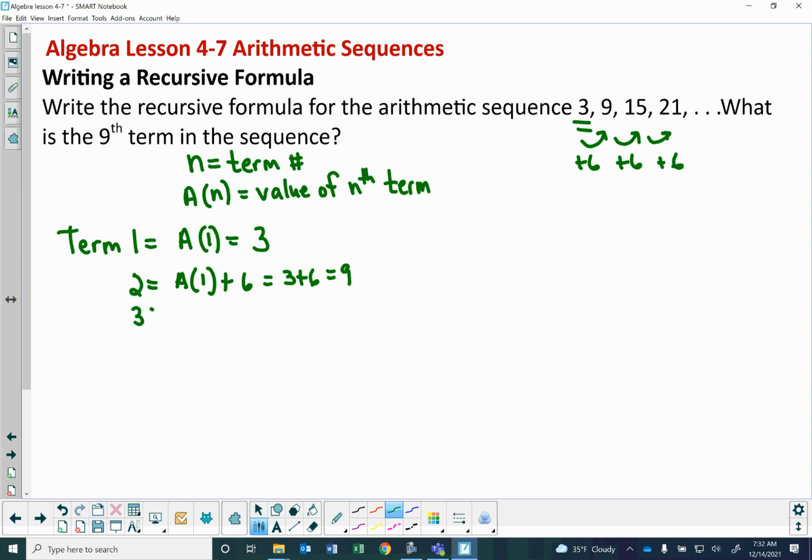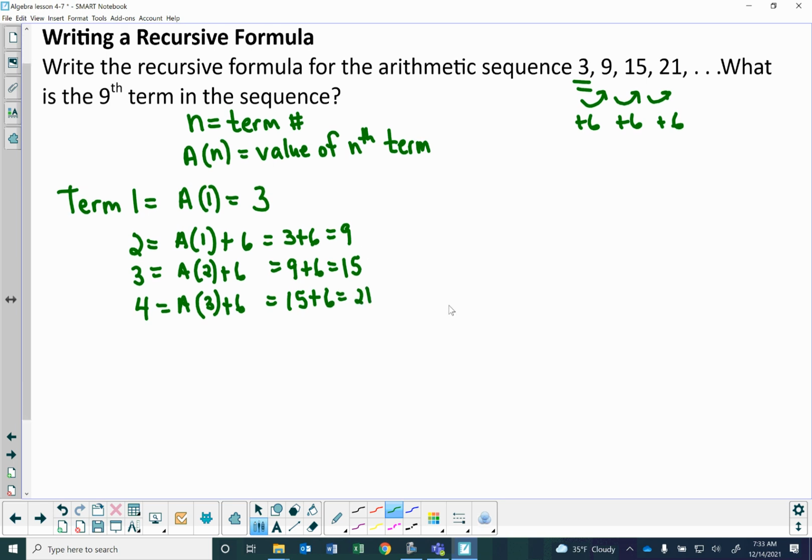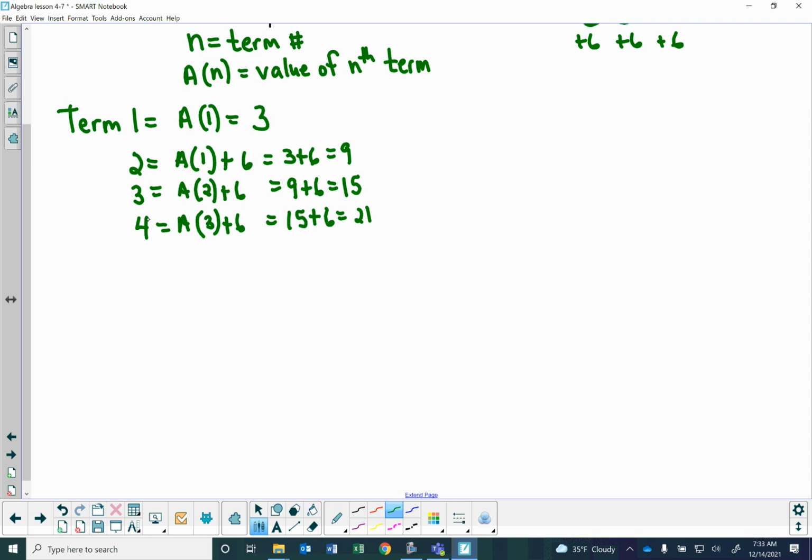The third term is going to be the value of the second term plus 6, so 9 plus 6, which is 15. The fourth term is the value of term 3 plus 6. Well, the value of term 3 was 15. 15 plus 6 is 21. That's how far we got with the actual sequence that we had above. Now we're going to continue going. Fifth term, because we have to figure out the value of the ninth term, and the only way to figure out the value of the ninth term with the recursive formula is to do the 8 terms in front of it.